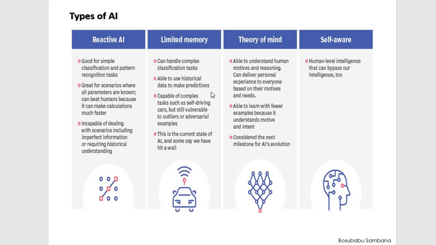First one, good for simple classification and pattern recognition tasks, means it works based on the SVM, support vector machine algorithm. Second one, great for scenarios where all parameters are known, can beat humans because it can make calculations much faster, that means decision-making parameters. Third one, incapable of dealing with scenarios including imperfect information or requiring historical understanding, means historical agent mapping. The best example is chatbots.